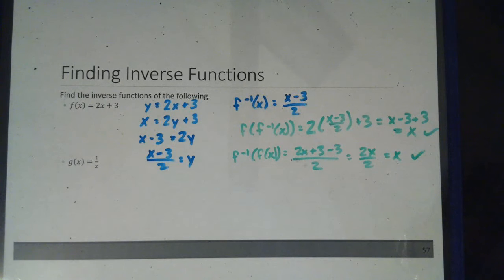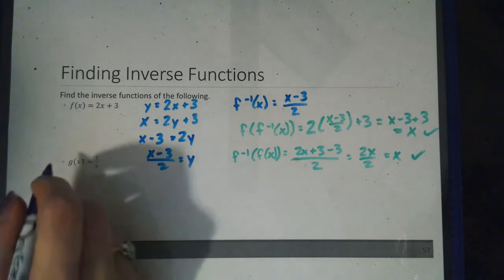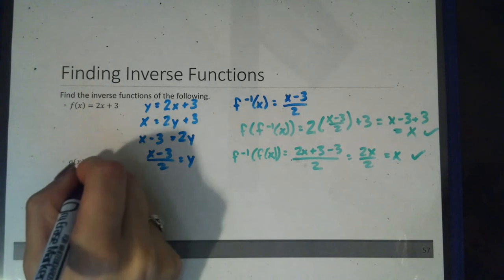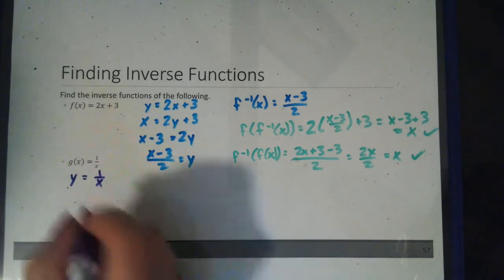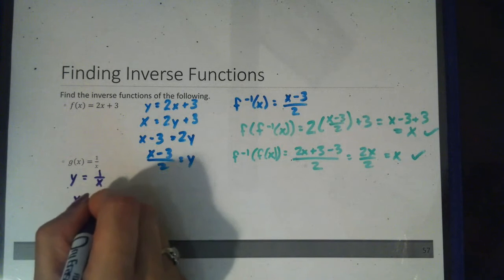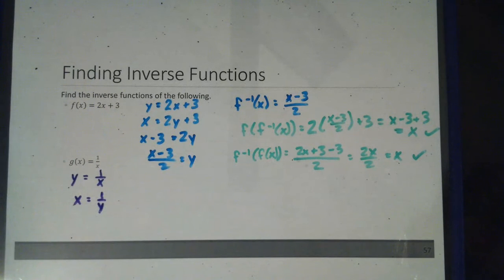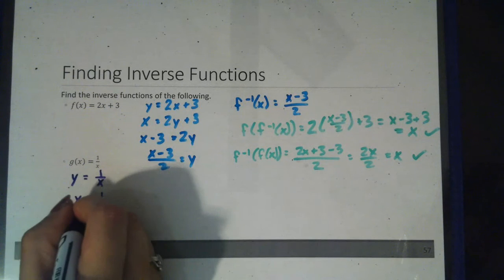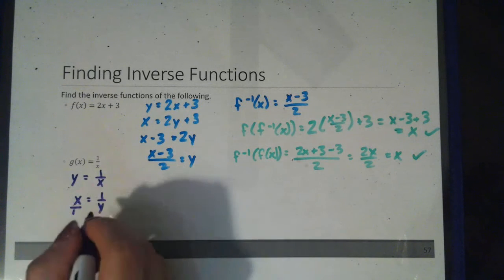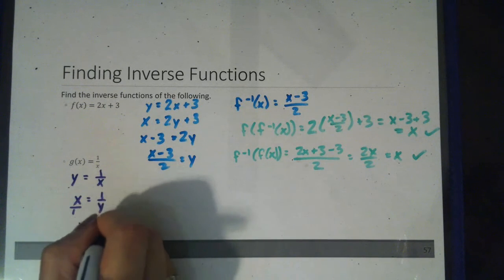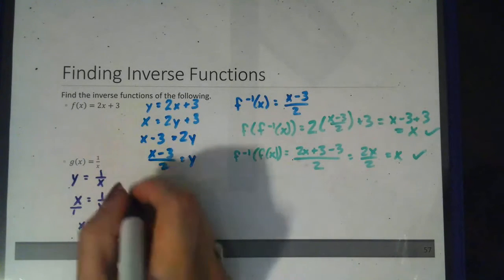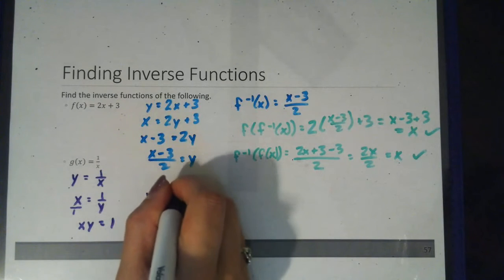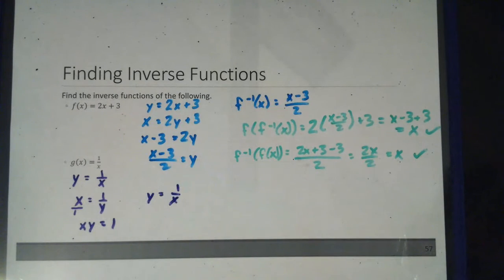Let's try the second one, g of x equals 1 over x. I'm going to replace the function notation with y. Y equals 1 over x. Switch the x and y. X equals 1 over y. Solve for y. I'm going to cross multiply in this case. I'm going to think of my x as x over 1. So I get x times y equals 1 times 1, which is 1. To get the y by itself, I divide both sides by x, and I get y equals 1 over x.